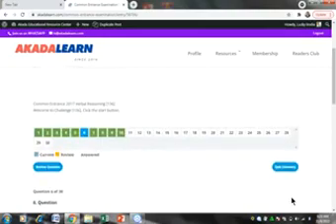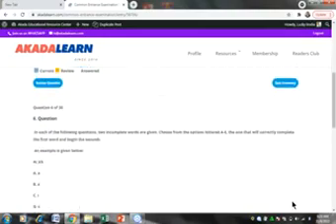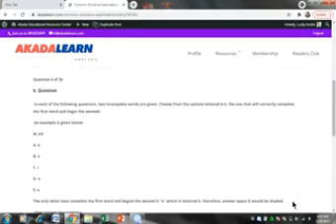Now this is question 6, and the instruction is different. So you have to read the instruction and answer according to it. In each of the following questions, two incomplete words are given. Choose from the options A to E the one that will correctly complete the first word and begin the second one. So you have to choose the letter that will complete the first word and begin the second.